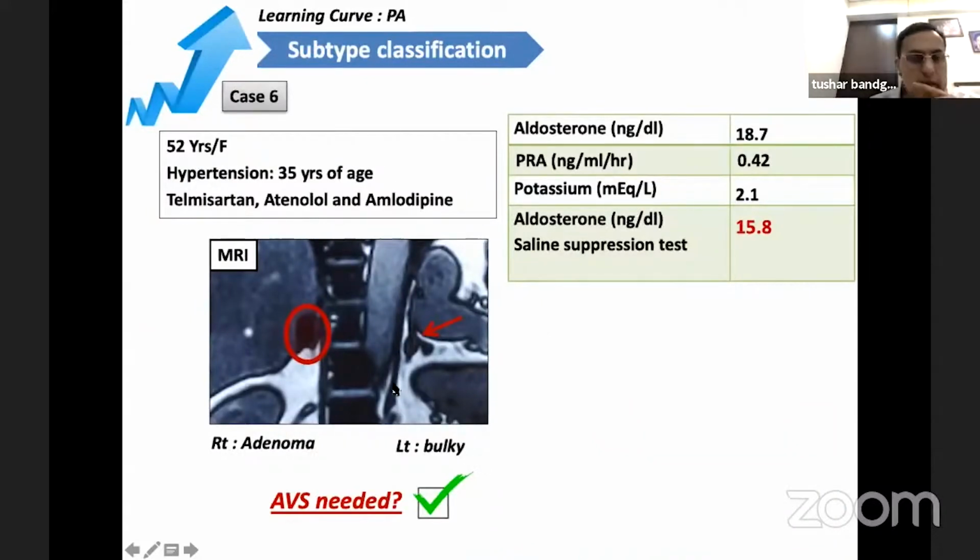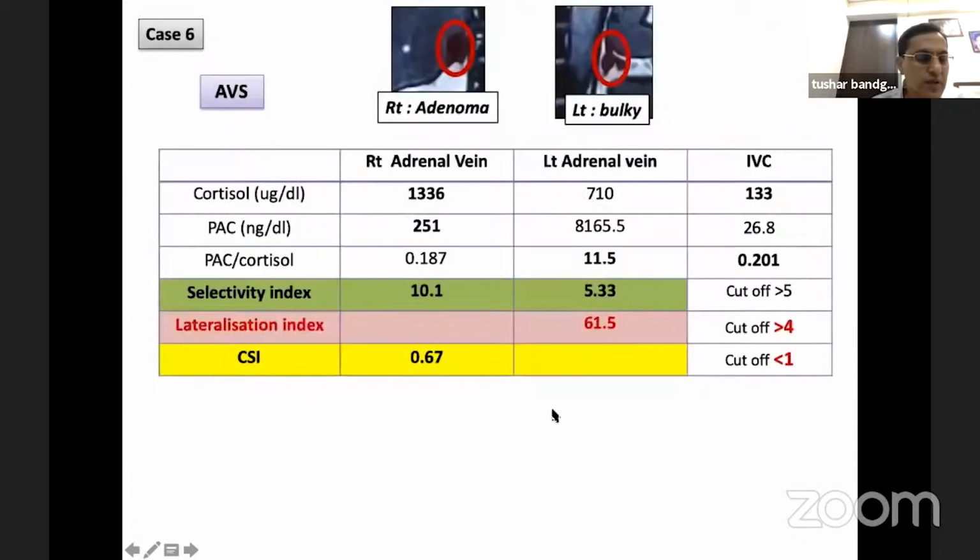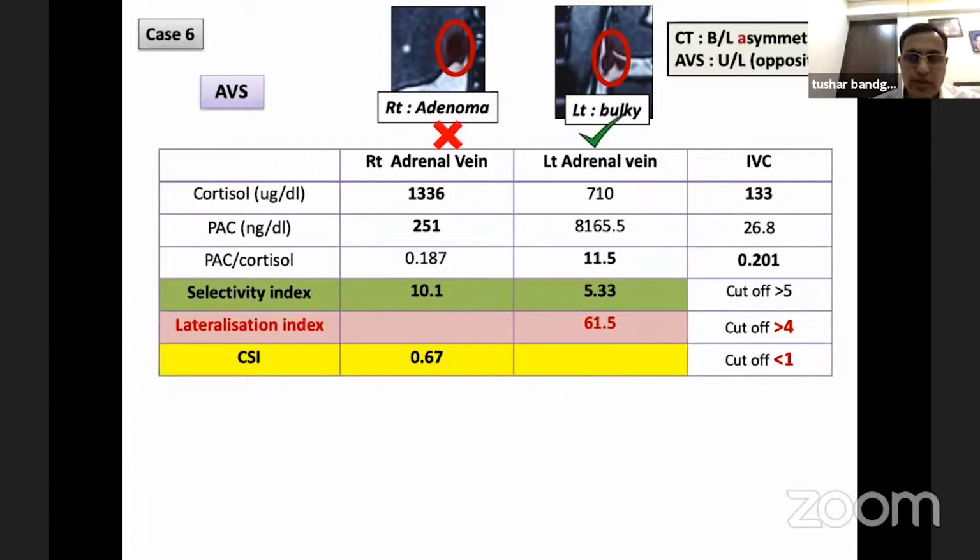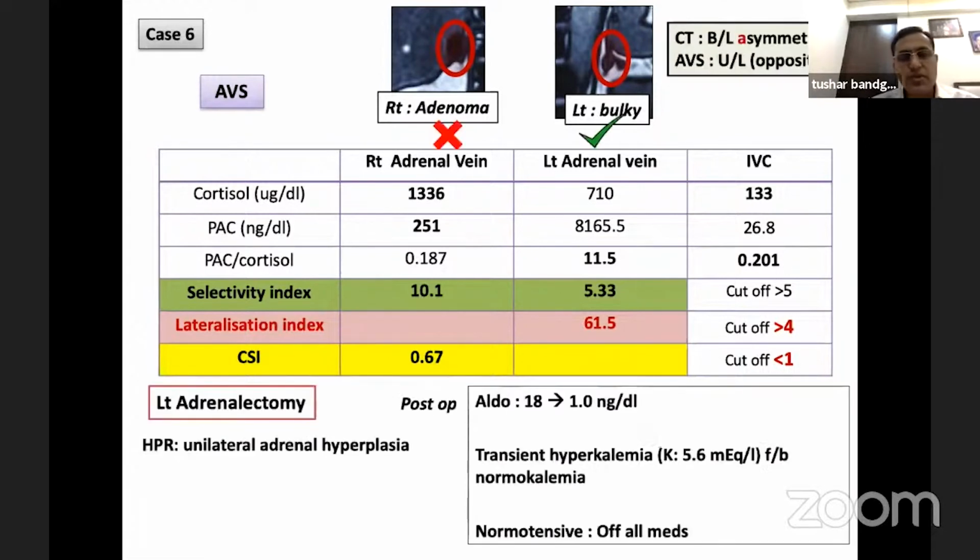Another case of similar PA where the MRI imaging showed a right adrenal adenoma and a small nodule on the left. Without AVS, we would not be able to tell which was responsible. In this patient, the small left adrenal nodule was secreting the aldosterone, and the right adenoma was a non-functional adenoma that did not need to be removed. So AVS gave us a very clear and confident diagnosis to go ahead and operate on this patient. Post surgery, the patient is doing quite well.